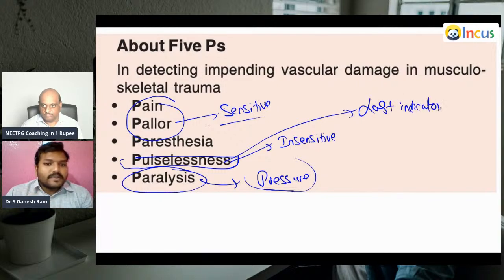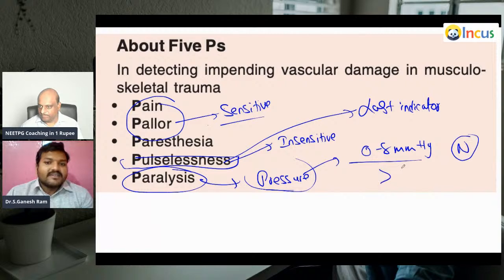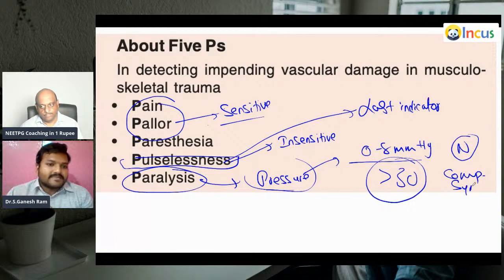The normal pressure would be 0 to 8 mmHg. Any pressure of more than 30 would be considered compartment syndrome. That is the pressure at which the arteries will collapse. The arteries will get completely compressed and no blood flow will be there. So, more than 30 mmHg, it is an emergency indication for surgery: fasciotomy and release of the compartment.